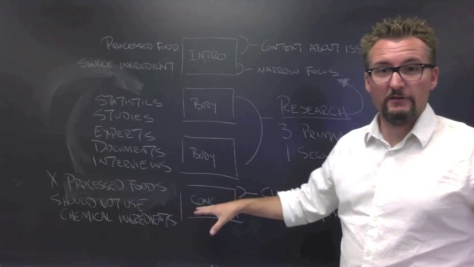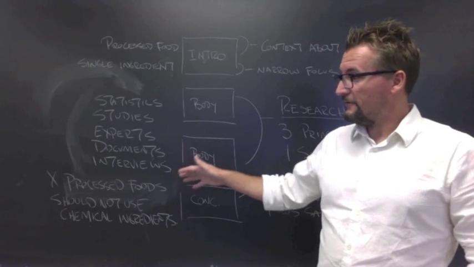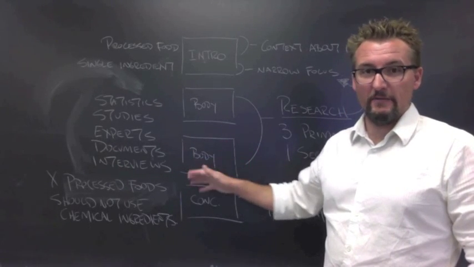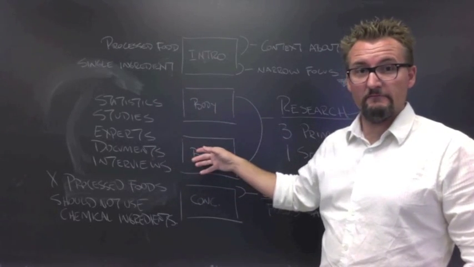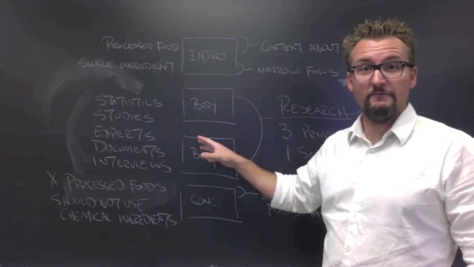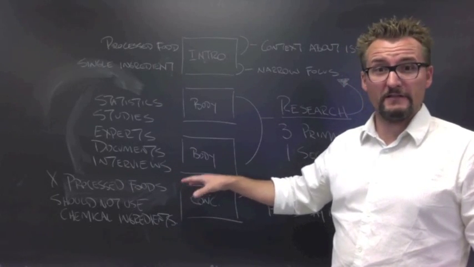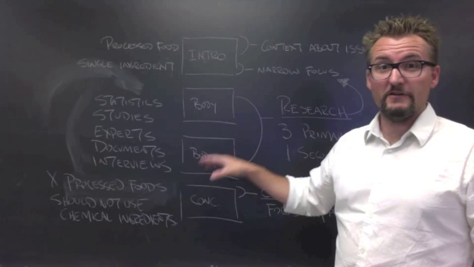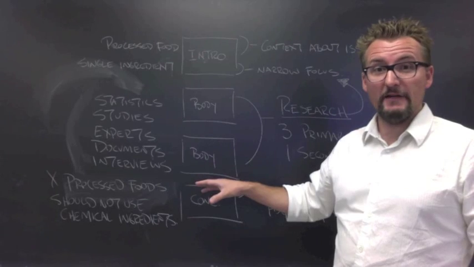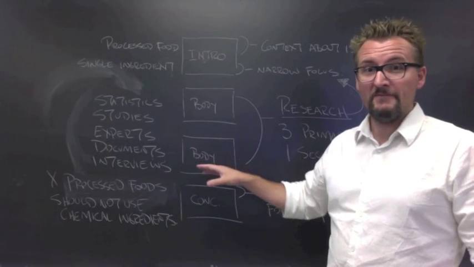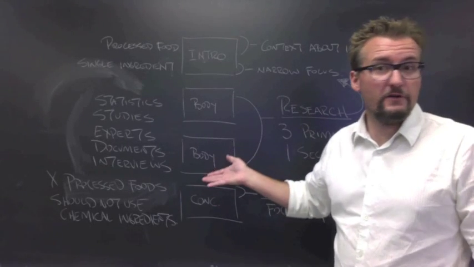And then when you get down to the conclusion, you might determine that processed foods should not use chemical ingredients like high fructose corn syrup. Maybe based on all the research you did, that was what the research said to you. That's what it said when you found out all that information about the narrow focus of high fructose corn syrup and all the research that you did, all the reading you did, all the interviews you watched. You decided, what this is telling me about the larger issue of processed food is that processed foods should not use chemical ingredients.